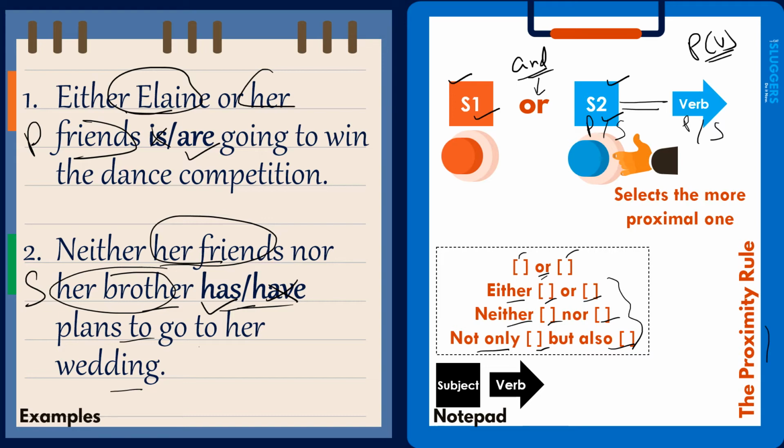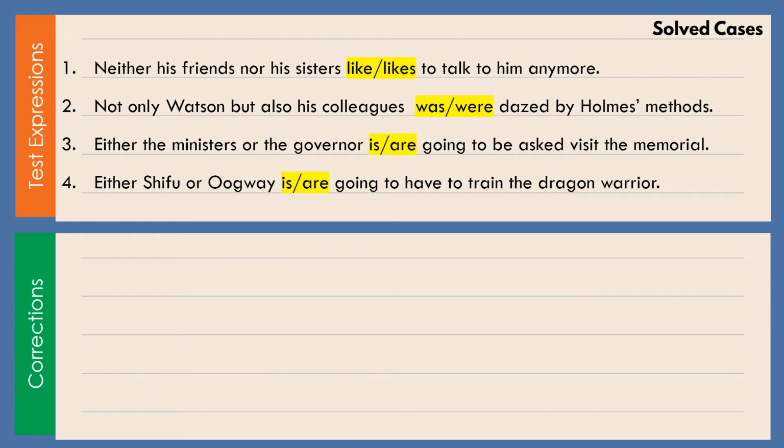Let's look at some examples. Let's look at a few solved cases. You can also try these by yourself by pausing the video and then figuring out which of these verb forms should be used in these expressions. Anyhow, I'm going to start. The first sentence: neither his friends nor his sisters like or likes to talk to him anymore.